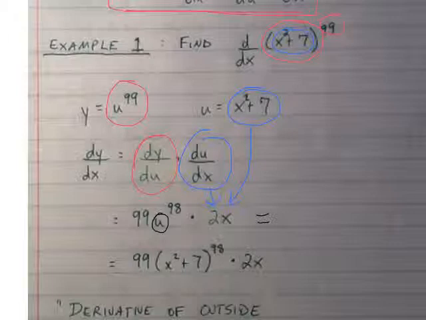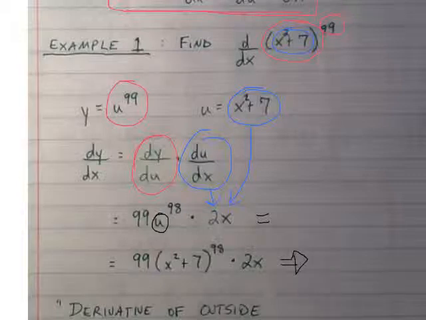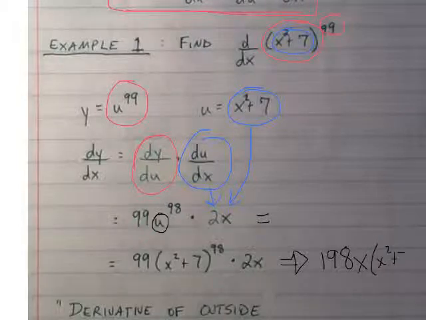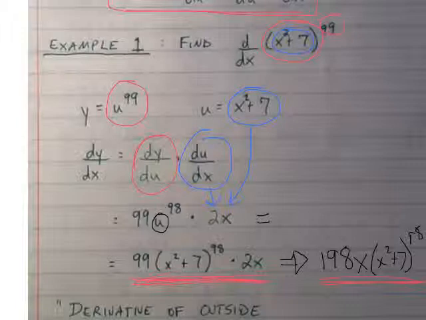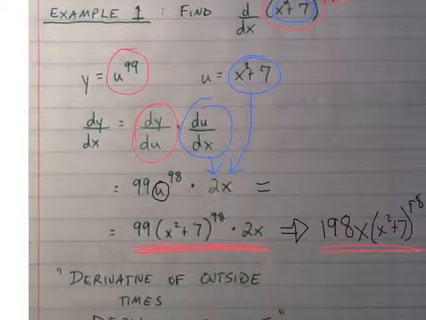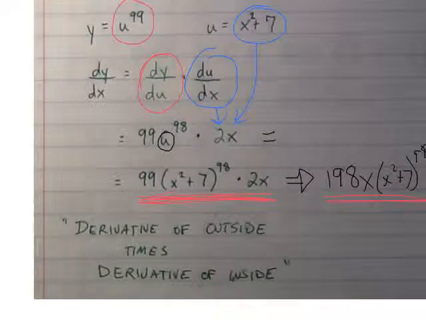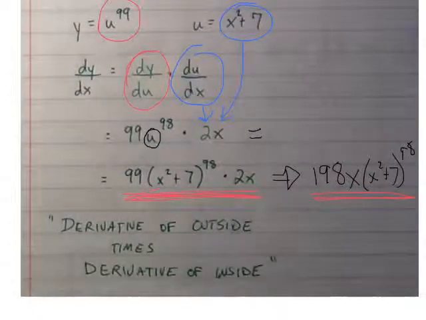Now that it's all in terms of x, maybe we want to simplify, and we would get 99 times 2 is 198x, (x squared plus 7) to the 98th. But, like Mr. Benches has always said, avoid simplifying because you might make an arithmetic mistake. So if you don't have to simplify, do not. And in this case, you did not need to. On the AP test, very often you don't need to either. So there we go. The derivative of the outside times the derivative of the inside.